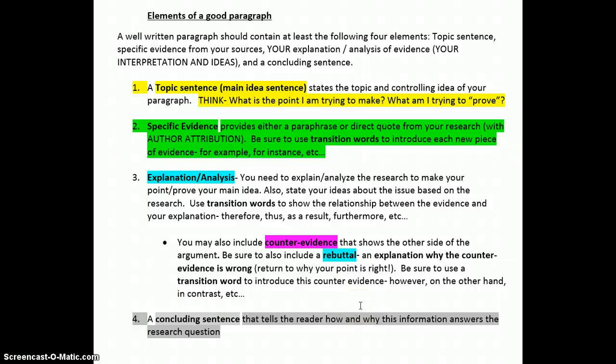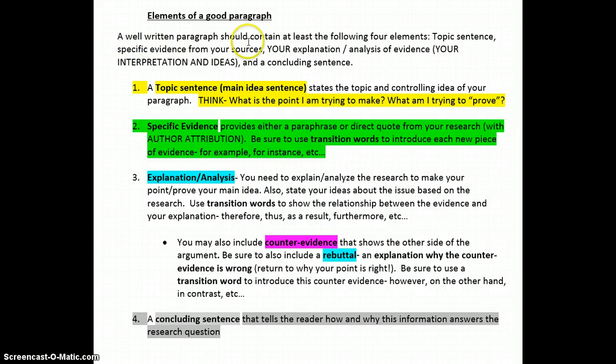Hi students! Many times students have difficulty when writing a body paragraph, especially using multiple sources. This video will help you to see the basic structure of a solid body paragraph and how to use different articles, essays, and research all in one paragraph. First, let's review the basic structure of a paragraph.